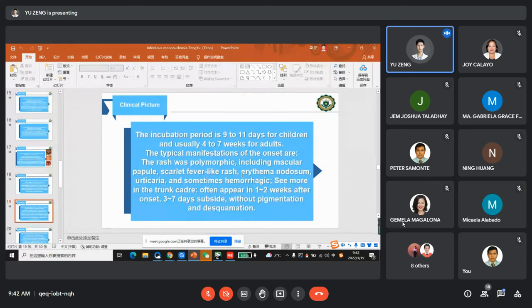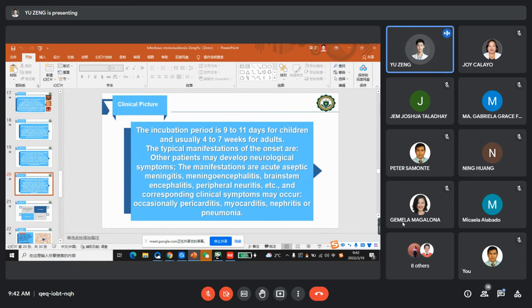The typical manifestations of the onset also include rash. The rash was polymorphic, including macular, papular, scarlet fever-like rash, erythema nodosum, urticaria, and sometimes hemorrhagic rash. Urticaria is seen more often, appearing 1 to 2 weeks after onset. In 3 to 7 days it subsides without pigmentation and desquamation.